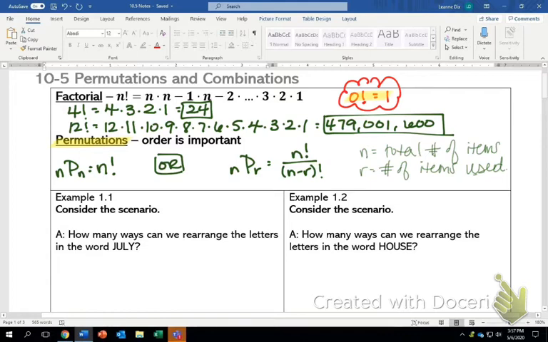Okay, so in this particular case, I have 4 total letters, and it doesn't specify how many letters I'm rearranging. It just says all the letters. So my R is going to be 4 as well. Then I can plug into the formula: 4 permutation 4. This is said to be a permutation of 4 using 4 items, or pulling 4 at a time. That will be 4 factorial, which we've done before.